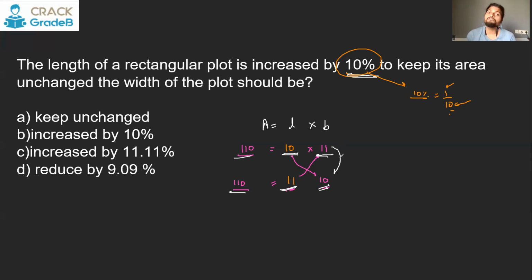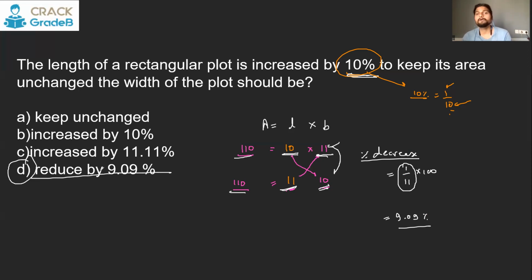So if breadth has to go from 11 to 10, what is the percent decrease? How to calculate percent decrease? The decrease, which is 1, upon the base value, which is 11, into 100. This is how you calculate percent decrease. And if you already know the fraction of 1 by 11 from our table, which is 9.09%, you can directly say it is reduced by 9.09% because it has gone from 11 to 10. Easy? Let's see one more.